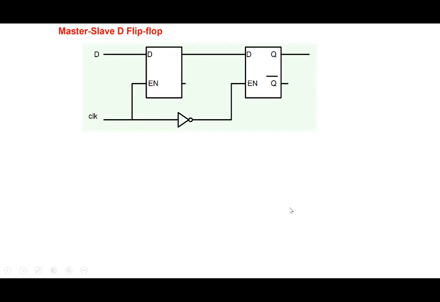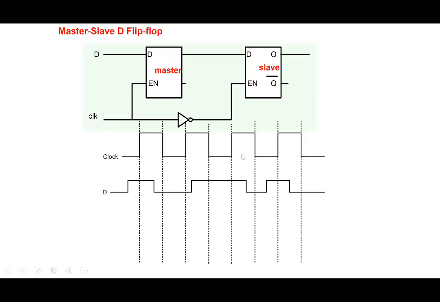So let's look at how we can make a negative edge triggered flip-flop, basically using 2 latches. In this particular design, we use 2 latches. One of them is called a master latch and the other one is called a slave latch. Both of them are simple level triggered latches with an enable input, and this is a clock signal. What we have to show is that the data which is eventually latched is the data which is present just before the negative edge comes in.